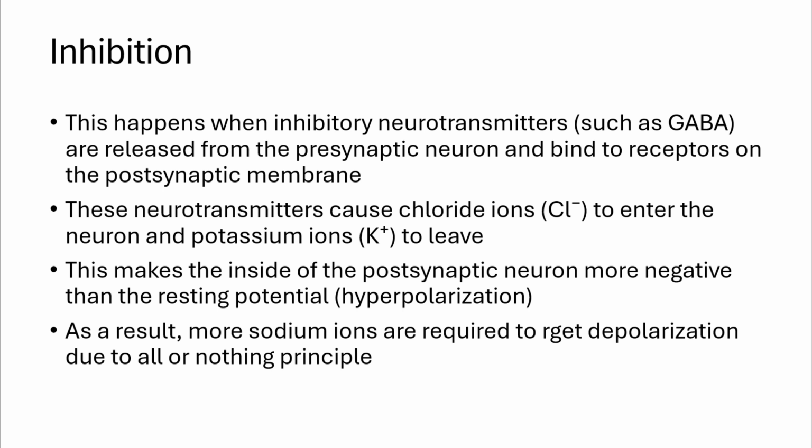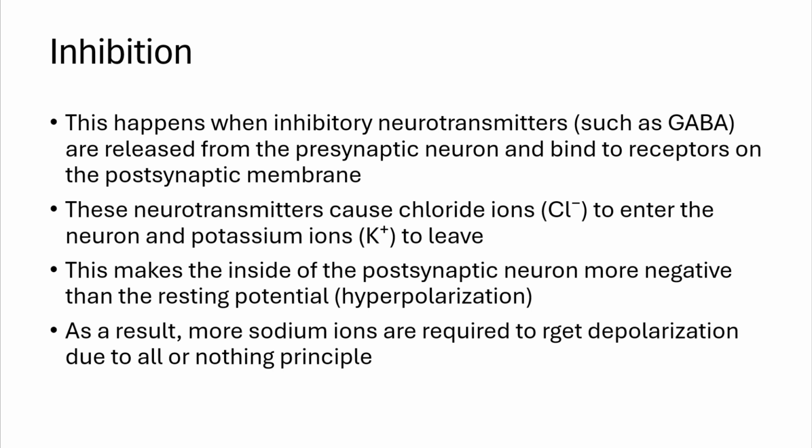Alright, cool. Inhibition is when the synapse is not going to work anymore, and certain drugs can lead to that. This happens when inhibitory substances or neurotransmitters, such as GABA, are released from the presynaptic neuron and bind to receptors in the postsynaptic neuron. These neurotransmitters cause chloride ions to enter the neuron and potassium ions to leave. This makes the inside of the postsynaptic neuron more negative.